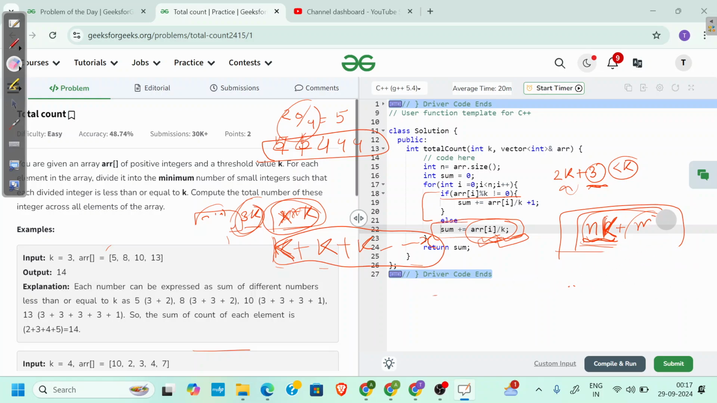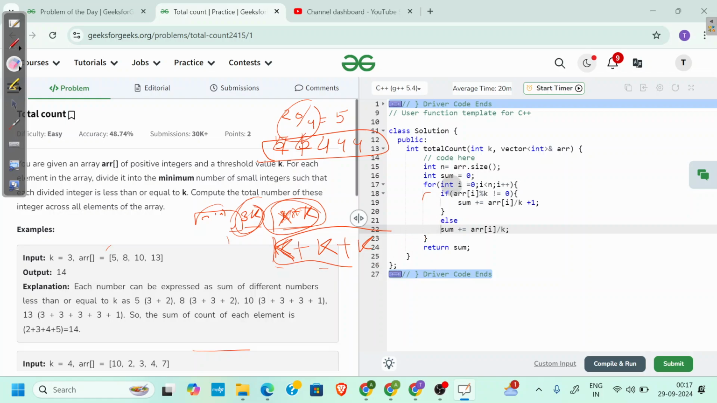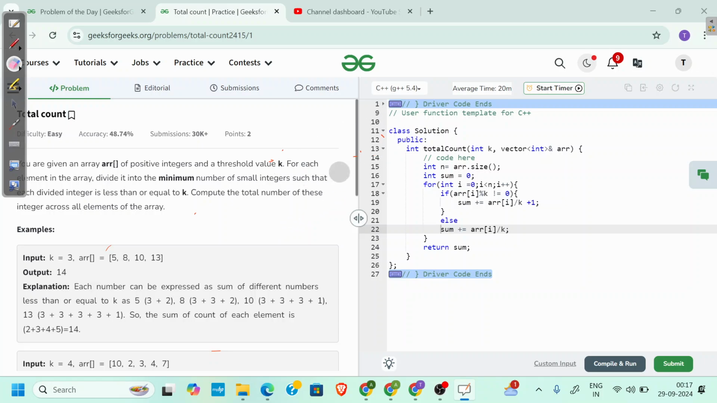If it is divisible, every element will be k, because ultimately it will be of the form nk and each element can be k. As we want to minimize the elements, we give the maximum possible value, which is nothing but k. Then if it is divisible, we add arr[i] divided by k to the answer. Okay, this is condition 1. And condition 2 is if it is not divisible.